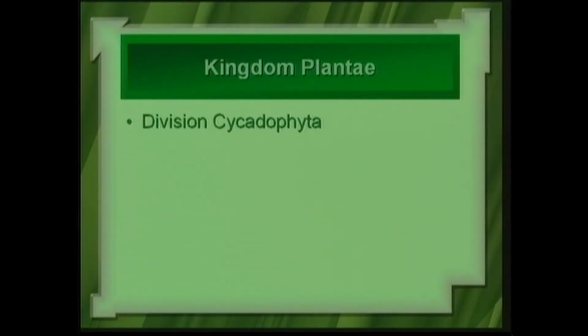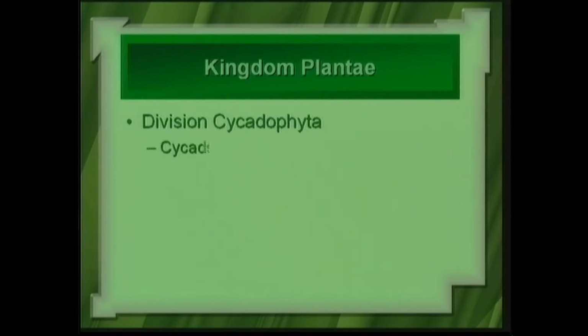Now we're getting into the seed plants next. So all the different members of the kingdom Plantae covered so far generally don't have seeds. They do their reproduction through spores. The first division we're going to look at is the gymnosperms. That's an artificial classification because they're actually in different divisions.